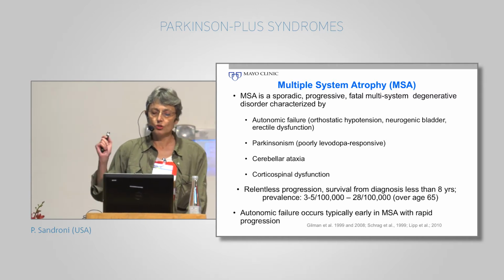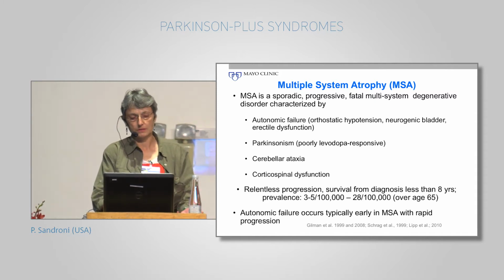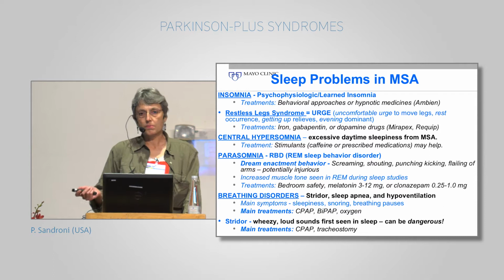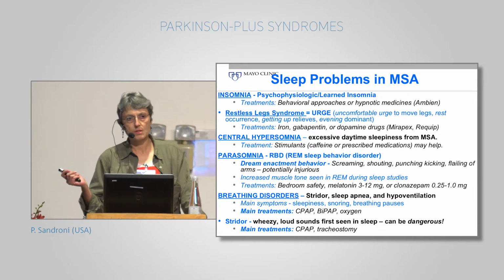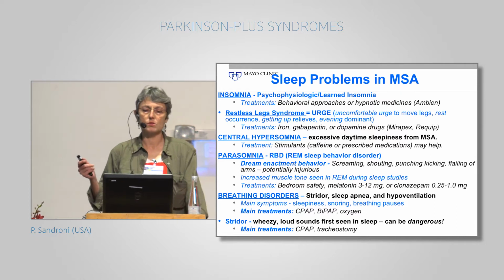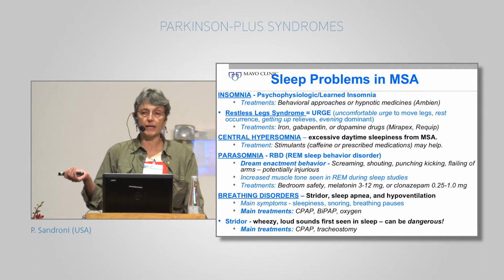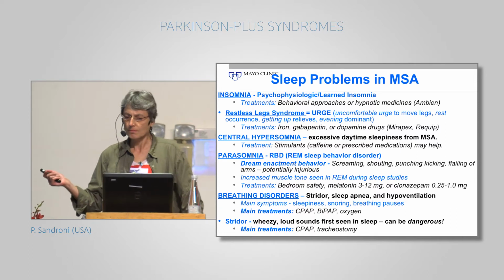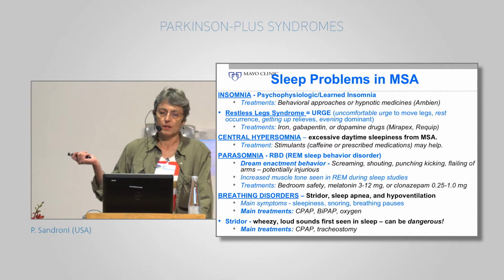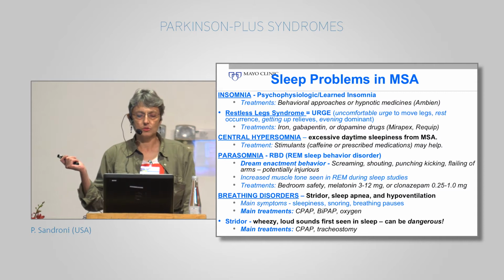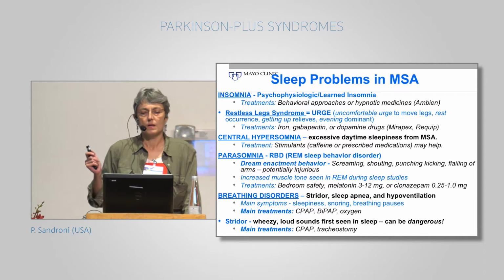The autonomic failure usually occurs early in MSA with rapid progression and can be the presenting feature. There are other components, as we mentioned, that you see very often in multiple system atrophy that you cannot ignore because, first of all, they can have an impact on the quality of life, and second, they can have a direct impact on survival. A lot of sleep problems have been described in multiple system atrophy: insomnia, restless leg syndrome, central hypersomnia, parasomnia, and breathing disorder.